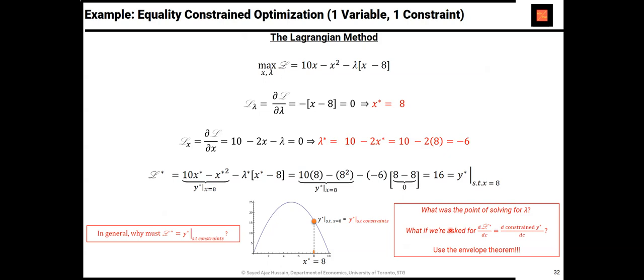So what if you're asked to compute the change in L star due to a small change in C, which you now realize is essentially the same thing as asking how does the y star subject to constraints change due to a small change in C. And now, anytime you're asked to compute the change in the y stars subject to constraints due to a change in parameters, you use the envelope theorem.